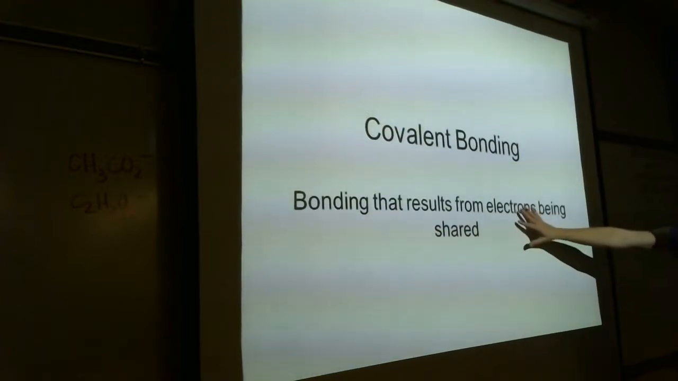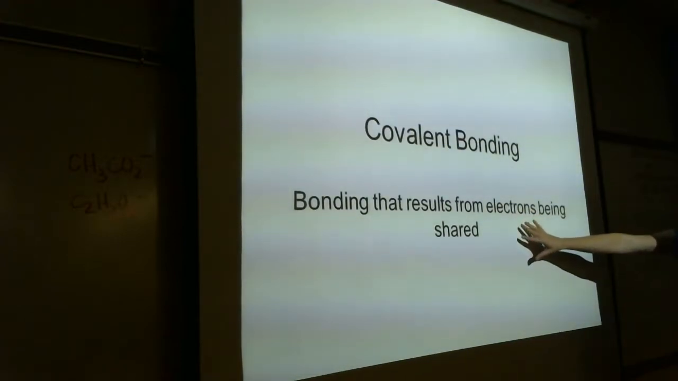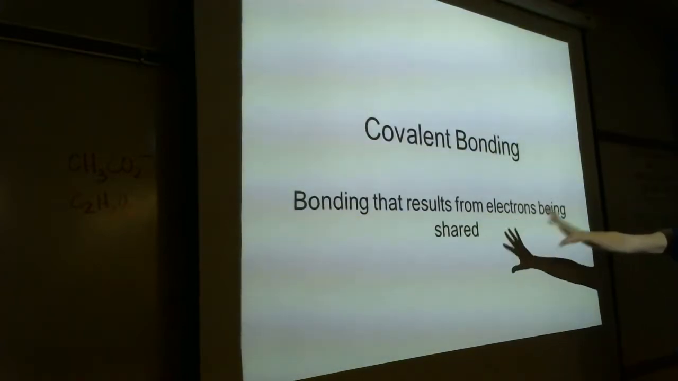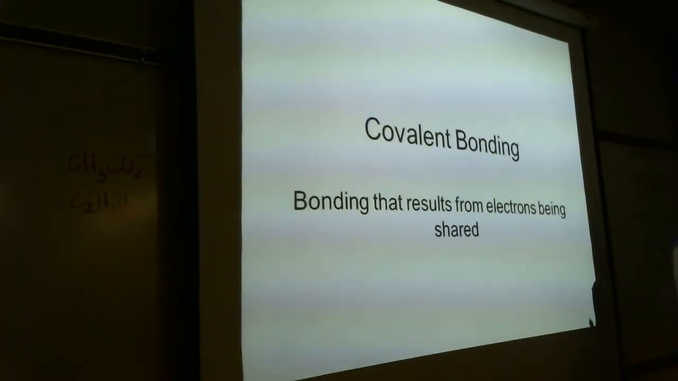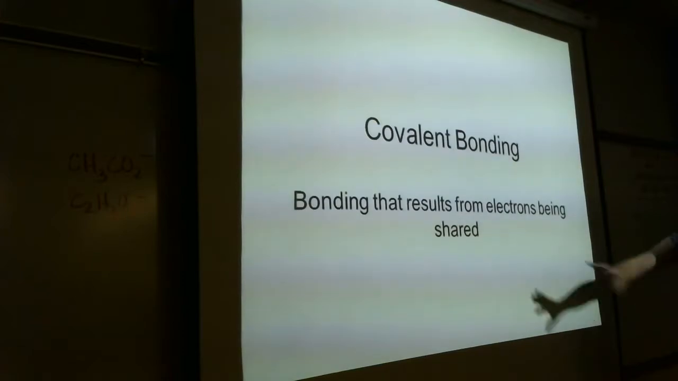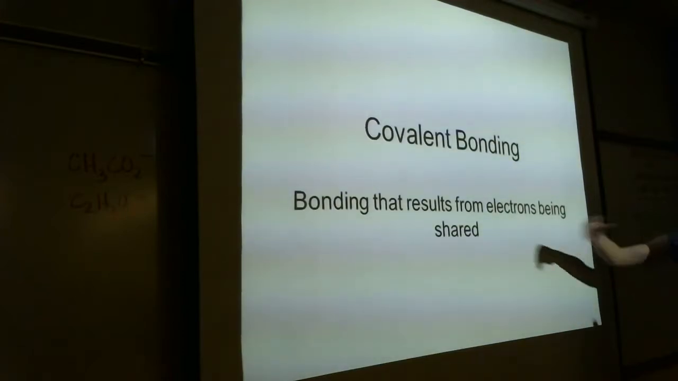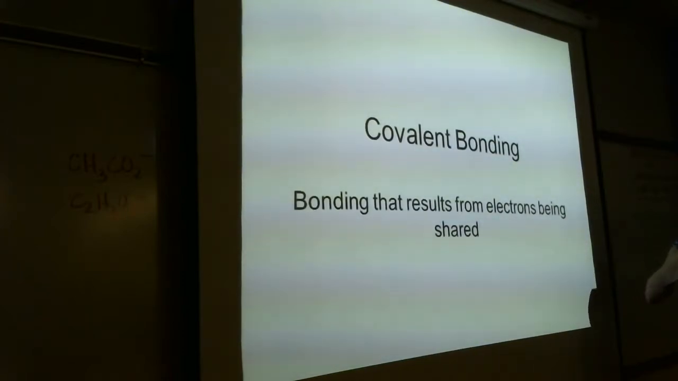When we're talking about covalent bonding, that's totally different. In this scenario, electrons are being shared, right? So in ionic bonding, we gain or lose electrons to become electronically stable, and that's what gives us our cations and our anions. Whereas in covalent bonding, we share electrons between atoms, and that's what gives them electronic stability.